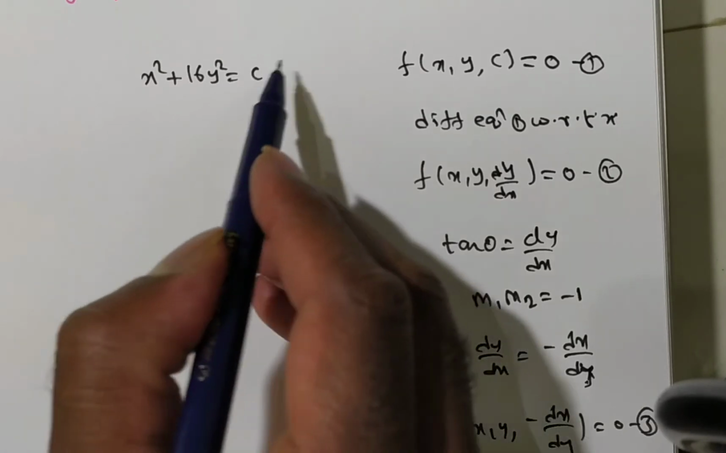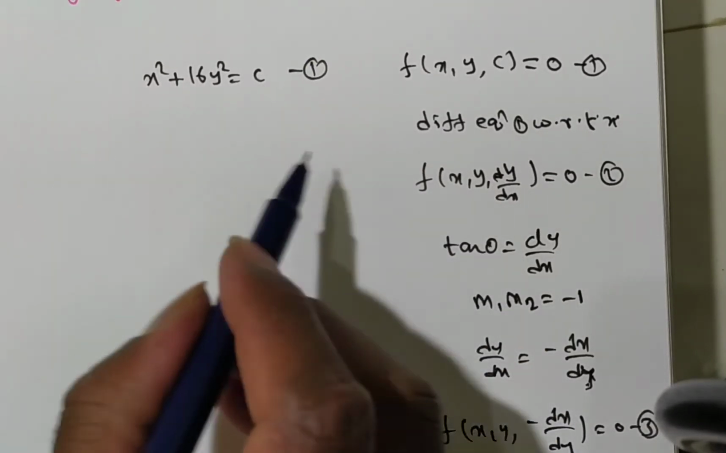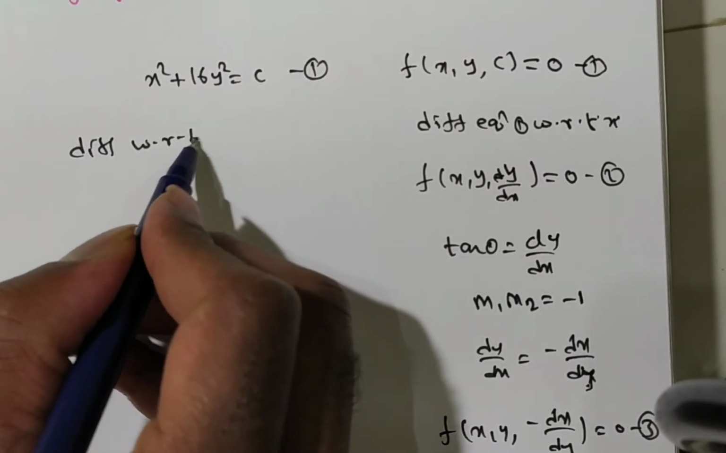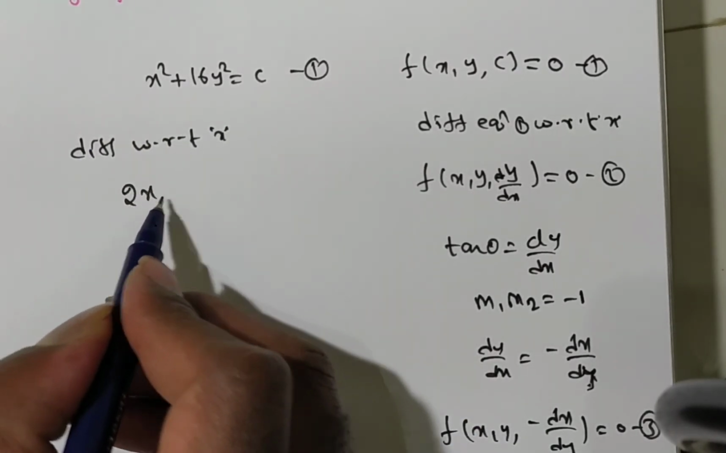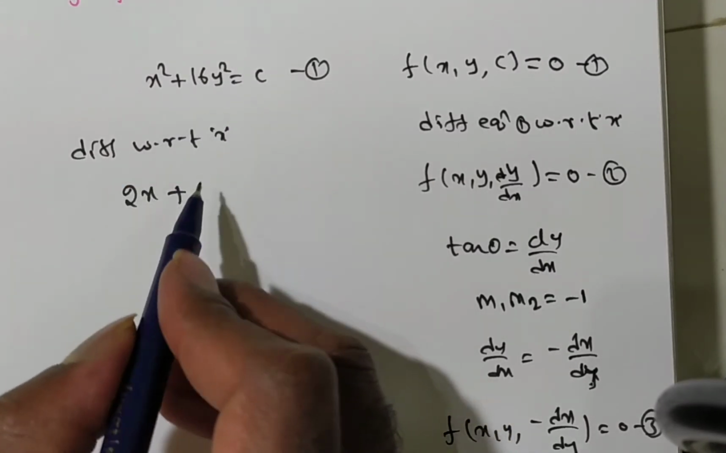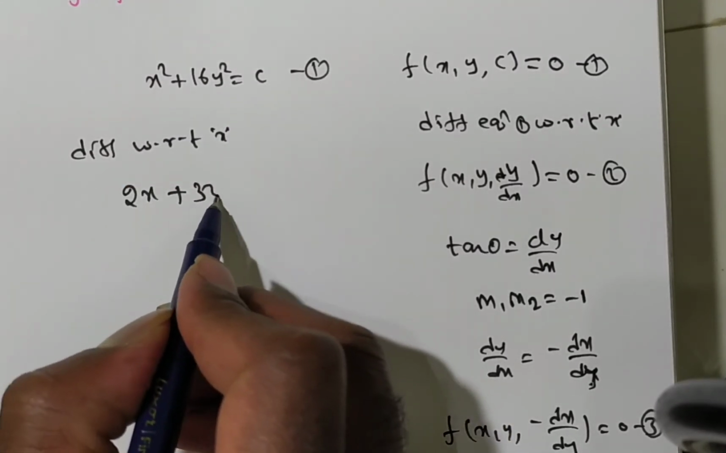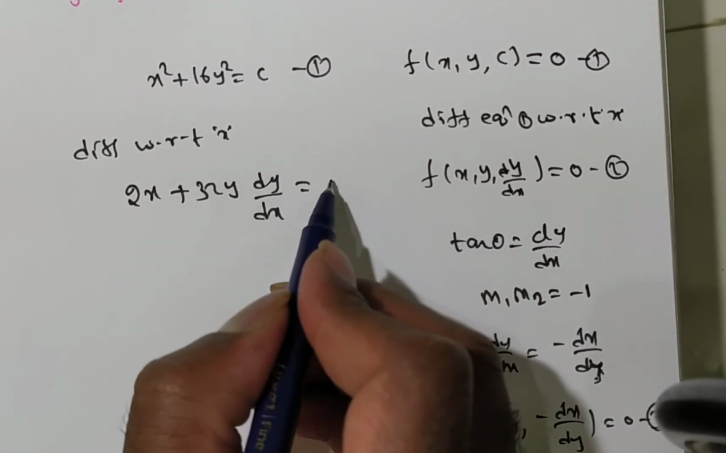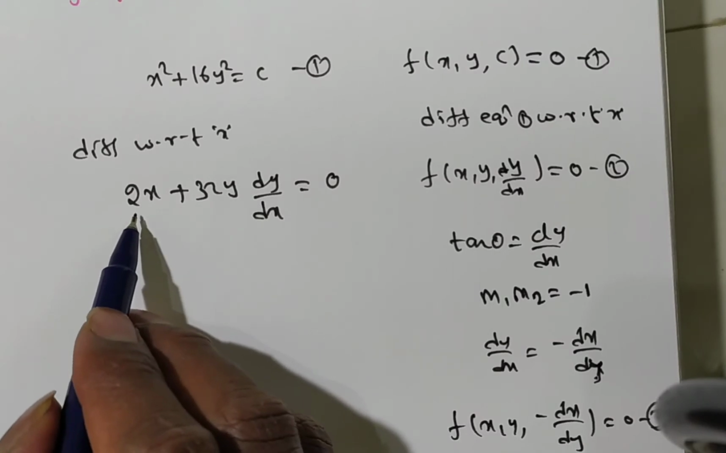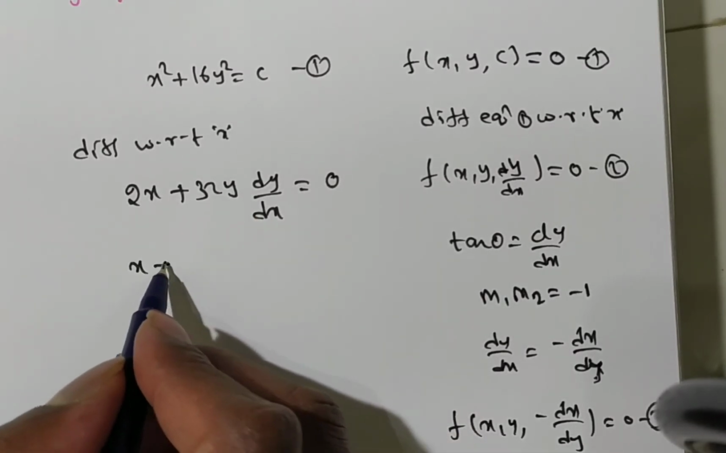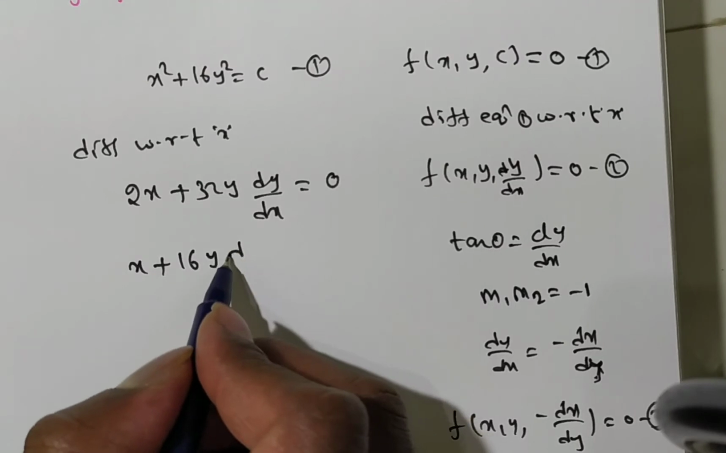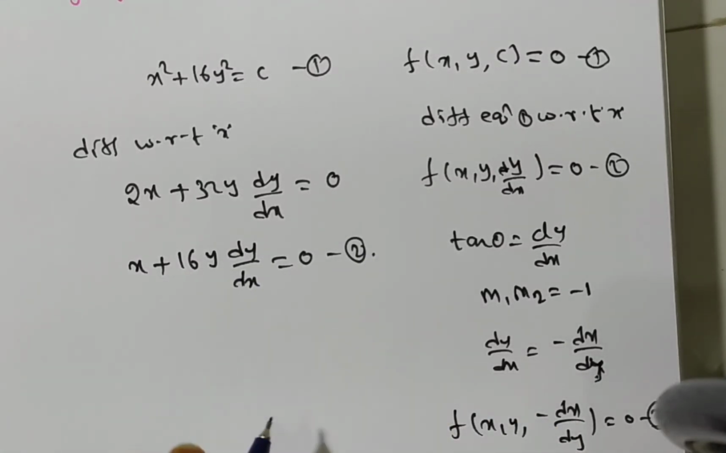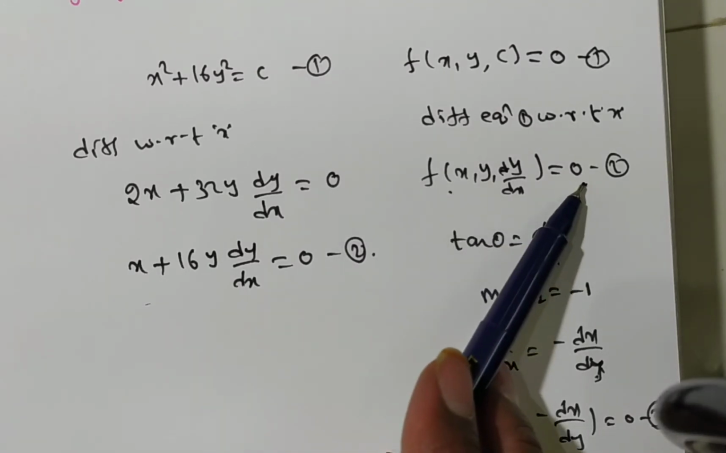Now consider this as equation number 1 and differentiate with respect to x. Then you will have 2x plus 16y square. The derivative of y square is 2y, so 32y into the inner derivative dy by dx is equal to the derivative of c, which is 0. From these two, take 2 as common, and the remaining term is x plus 16y into dy by dx is equal to 0. Is there any parameter here? No. So this is called the differential equation of the given family.